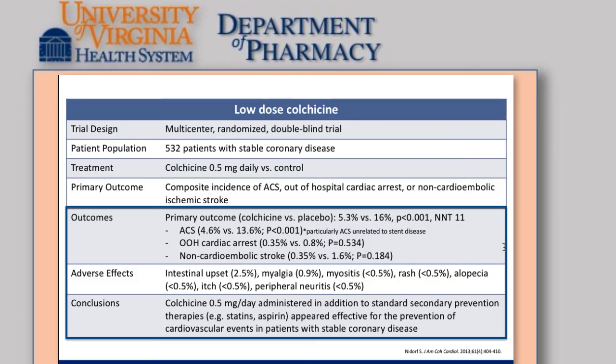And of course, adverse effect-wise, colchicine is very well tolerated, with the biggest complaints being intestinal upset, maybe some myalgia or myositis, some rash, alopecia, itch, or peripheral neuritis, but overall very low incidence. So this trial showed us that there are other options out there that can potentially reduce the risk of cardiovascular disease by, again, affecting these inflammatory targets, so like interleukin-1 beta.